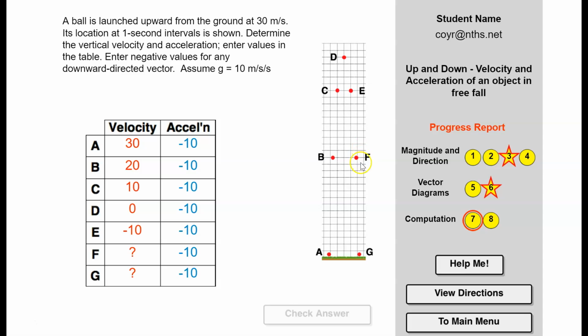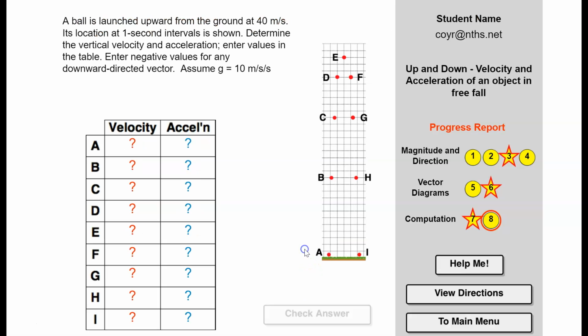Negative 10 minus 10 is negative 20. So F should be negative 20. And then what we find out is that at position G, the object has the same speed but in the opposite direction. And that should do it. Yay! All right, so there we've done a few of all of those.